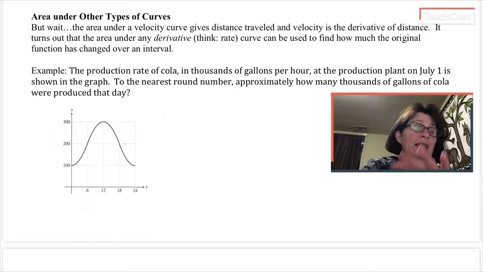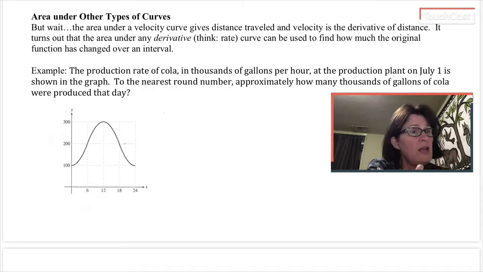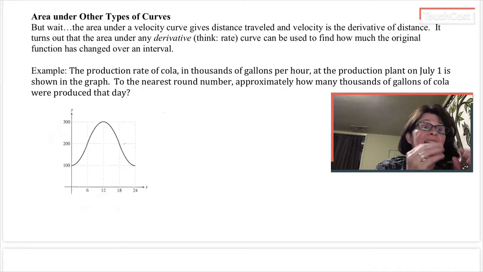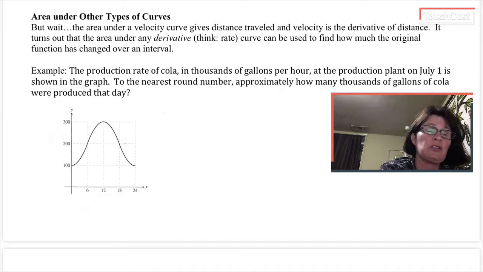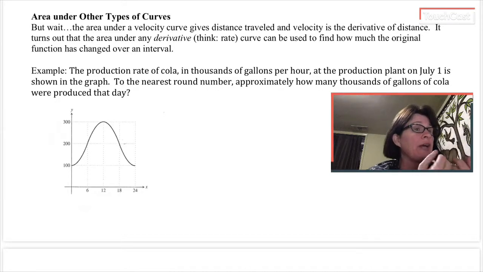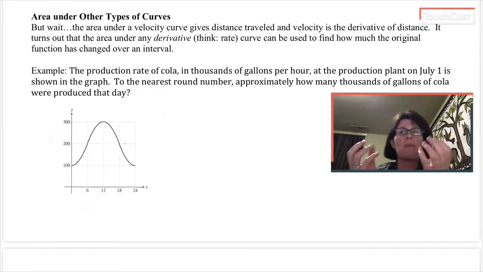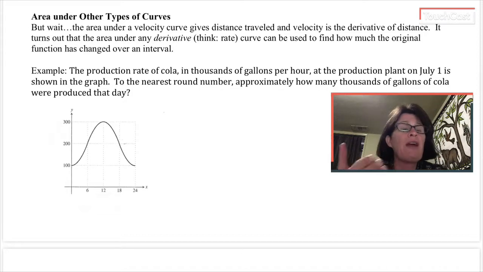Our big idea so far in this chapter: the area under the velocity curve gives distance traveled. Now we know that velocity is the derivative of distance. We can actually use that relationship to find out changes in other kinds of functions too. If I find the area under any rate curve, I'm going to get the total change in the output, the antiderivative function. So here I have the cola production rate at some cola factory.